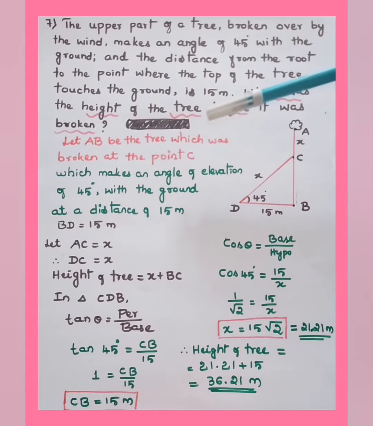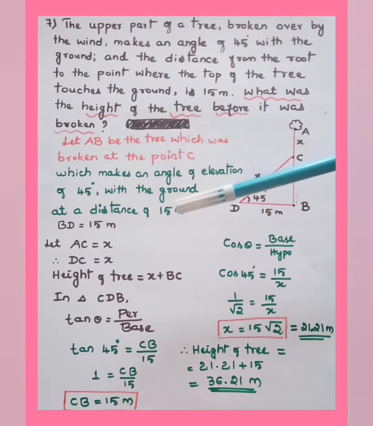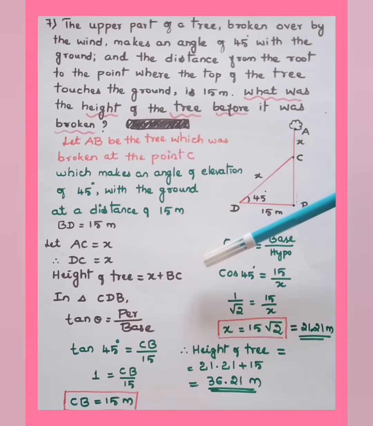These considerations you can write as a full statement, or you can split and write according to your convenience. No problem. Then let AC be equal to DC, or CD, because we have taken this as X. Therefore the height of the tree is X plus BC. That is AC plus BC, X plus this side.